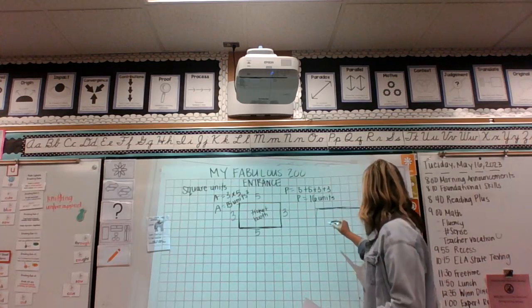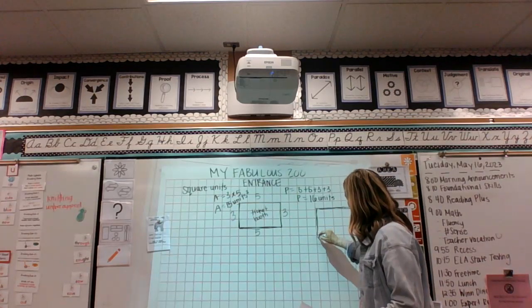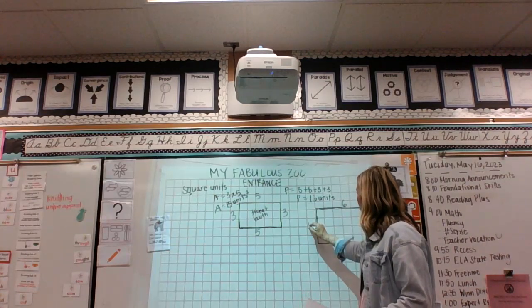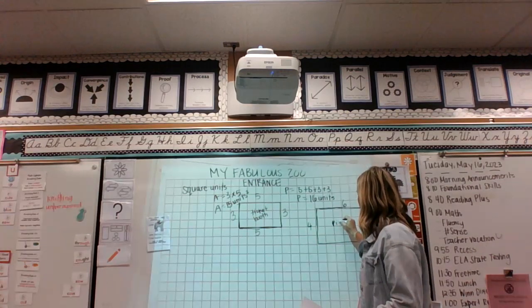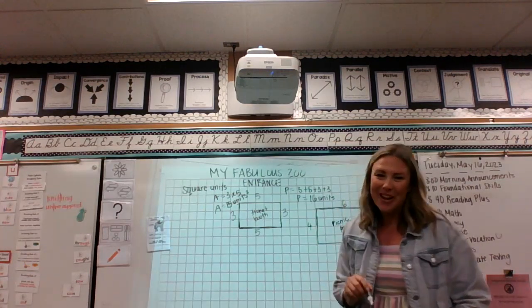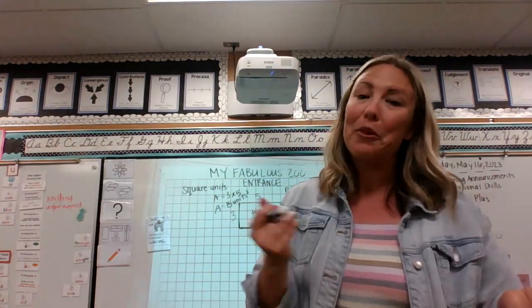It's a little blurry for me when I get close to this. 1, 2, 3, 4, 5, 6. And we'll do 4, 6, and 4. And this is going to be the picnic area. Now later, I'm going to go back and give it some detail. Right now I'm going to focus on the math. I'm going to focus on the area and the perimeter.